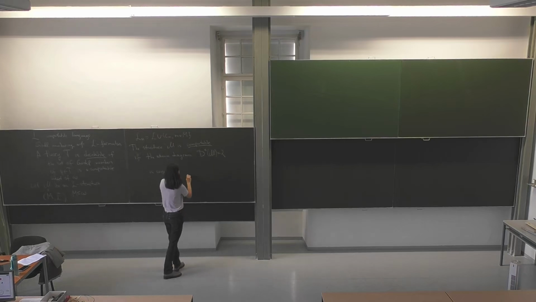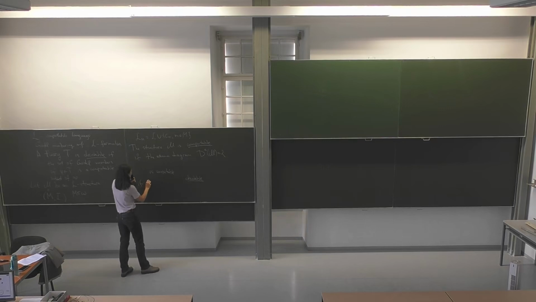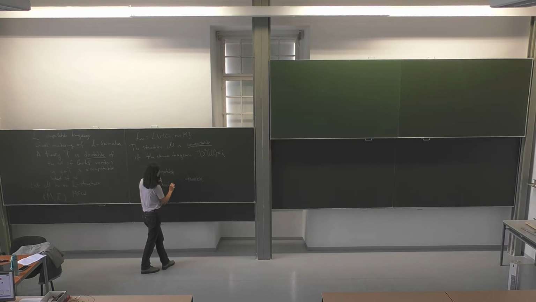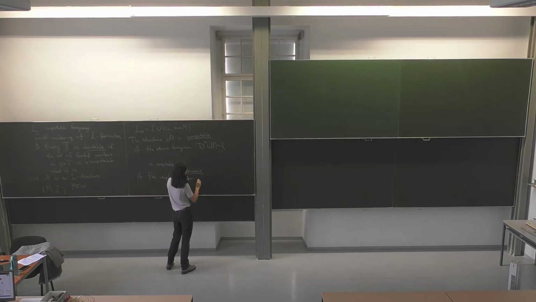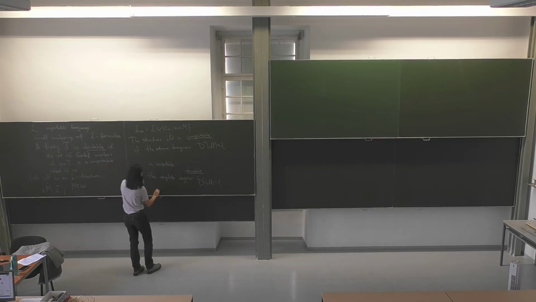Okay, and decidable. The structure is decidable if the complete diagram, C for complete of M, which I will also write in a second what it is, again, is computable.